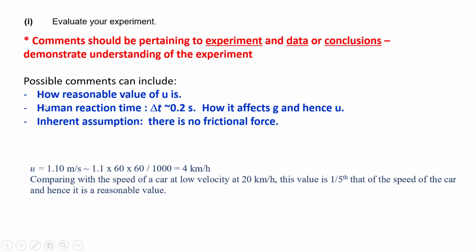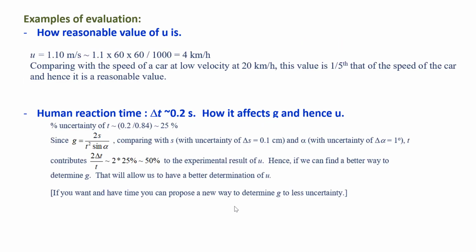So for example, the first one, how reasonable the value of U is. To do that, one typical way is to look at things that we are familiar with. For example, U is 1.10 meter per second. If you convert it into something like kilometers per hour, that's 4 kilometers per hour. So you can actually compare it with the speed of a car. You note that this value is about 1/5, and hence you think that this is actually a reasonable value for an experiment.